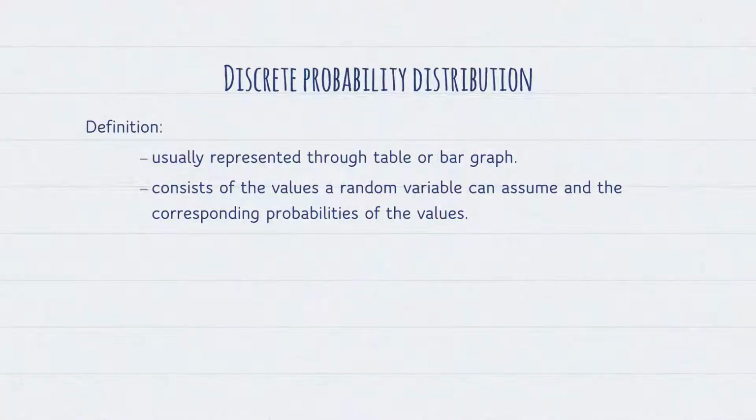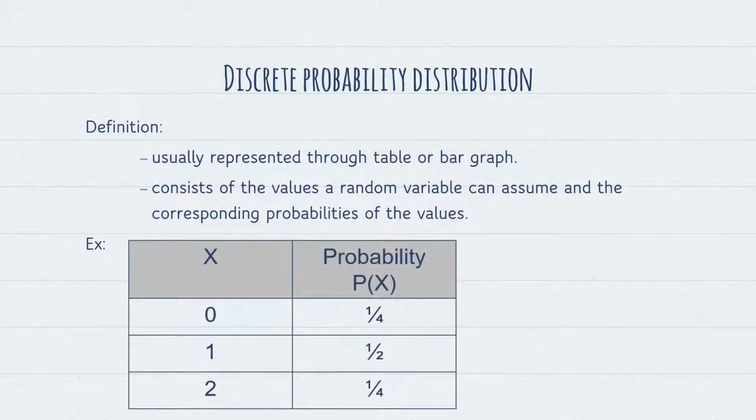Okay, let us first define discrete probability distribution. A discrete probability distribution is usually represented through a table or bar graph, and it consists of the values a random variable can assume and the corresponding probabilities of the values. So, an example of that we have here.